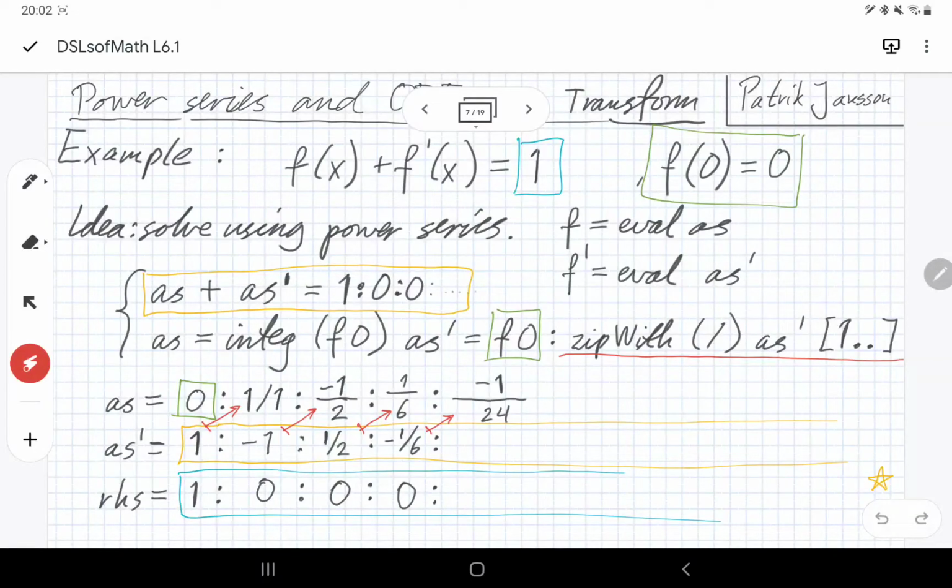Okay, this was enough for these first examples. We'll take a little break and then continue.